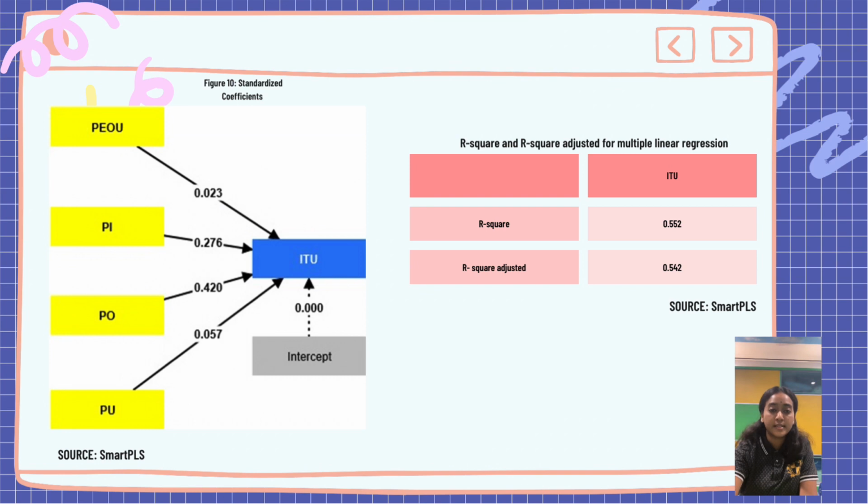Figure 10 shows the standardized coefficient. According to R square and adjusted R square for multiple linear regression, the R square is 0.552, which corresponds to a total variance of 55.2% in the intention to use that may be influenced by four independent factors: perceived ease of use, perceived usefulness, perceived innovativeness, and perceived optimism. Additionally, it might be noted that 100% minus 55.2%, so 44.8%, is caused by other factors that might affect the intention to use.